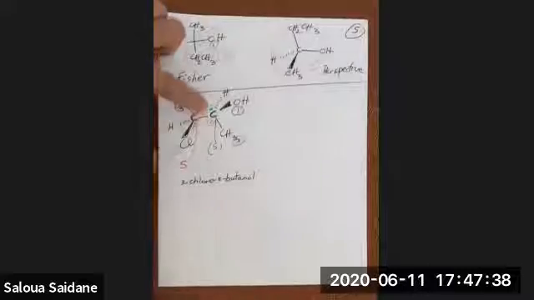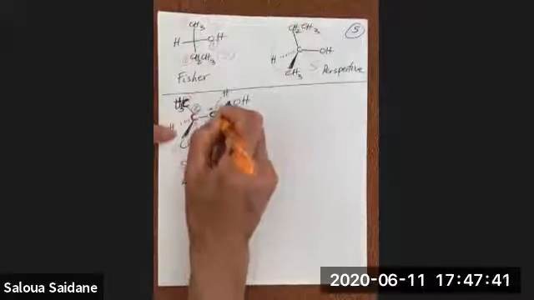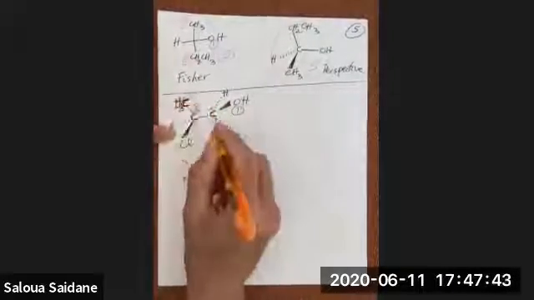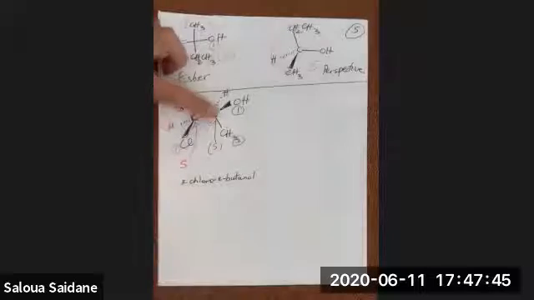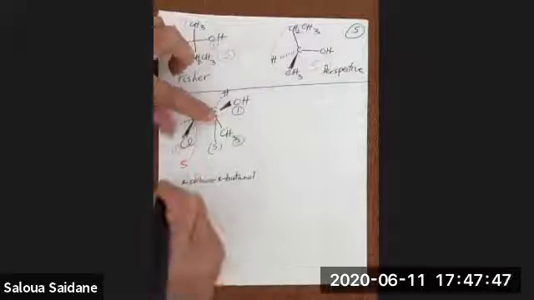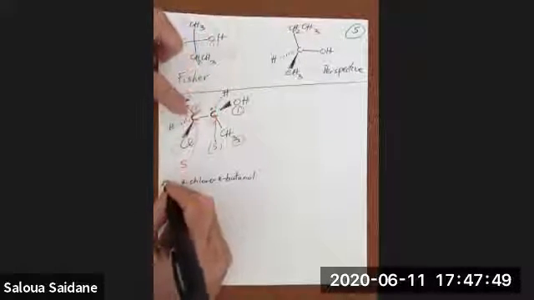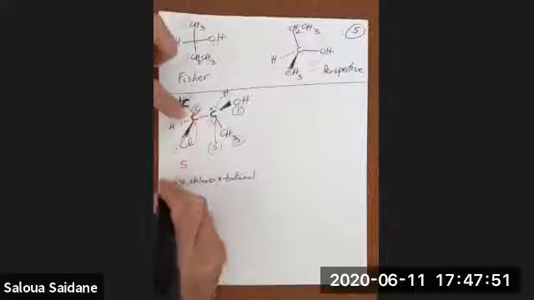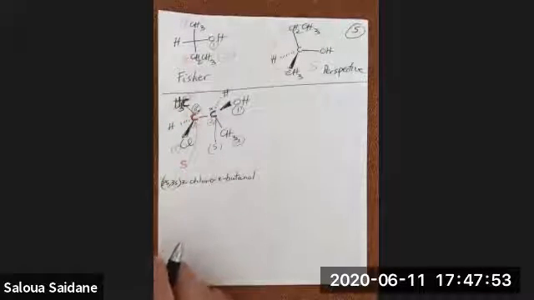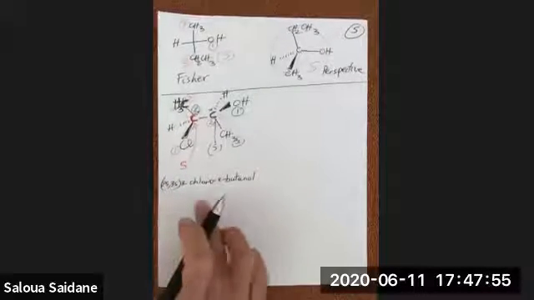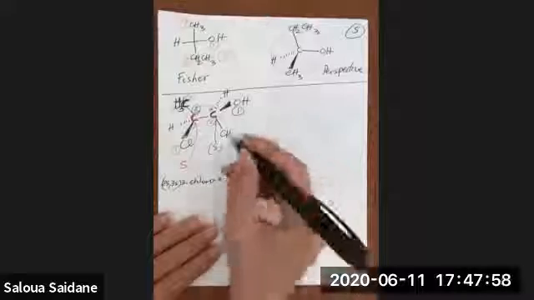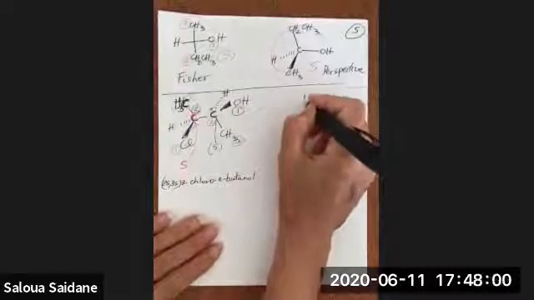So if I start numbering again, 1, 2, 3, 4, this carbon is a 2S. See, the number 2 is S. And it's a 3S. So this is the name of this compound. It's 2S, 3S, 3-chloro-2-butanol. Now, how do we represent it in Fischer projection?